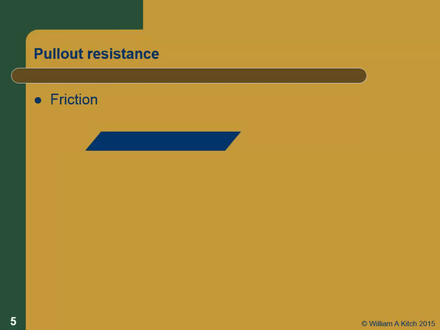There's two sources of resistance to this strip being pulled out of the soil. One is a frictional resistance, which is just going to be a function of the normal stress applied to the strip and the interface friction angle. So the capacity of this strip T is just going to be the area of the strip. By area, I mean this area, not the cross-sectional area. The area of the strip times the vertical stress times the tangent of the interface friction angle. It's not the soil friction angle, it's the interface friction angle between the material and the soil.